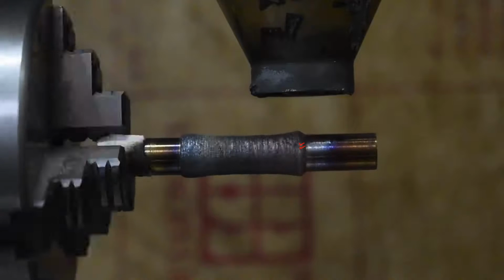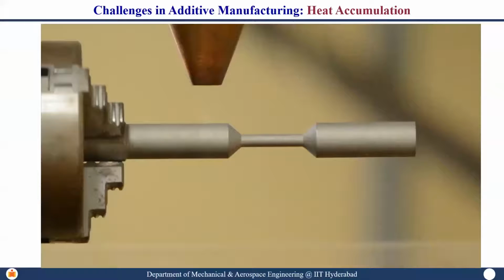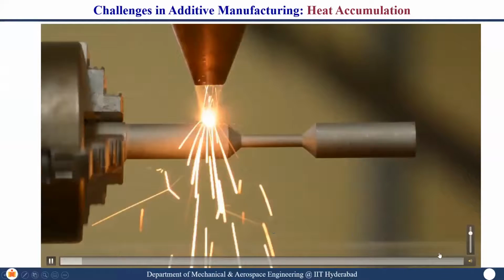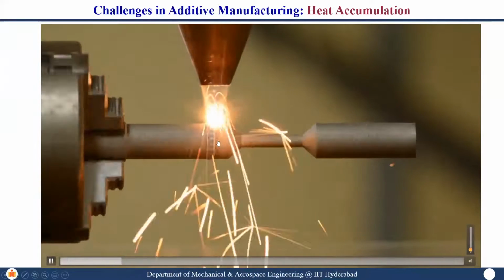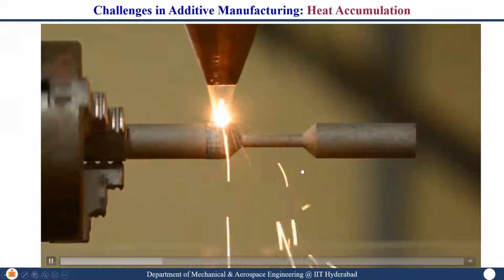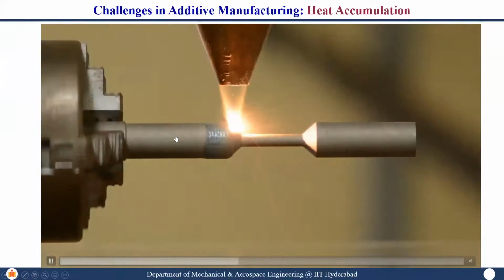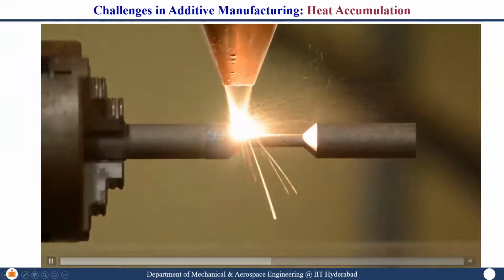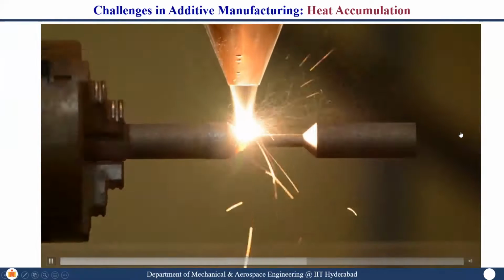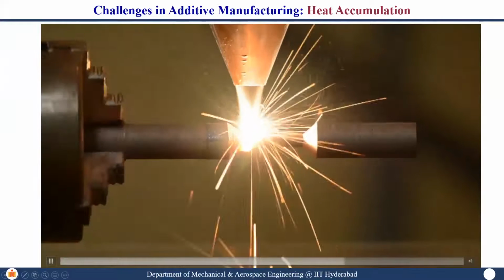Then it is about thick sections. Now let us go to thin sections and see what happens. When it comes to depositions on thin sections, you are depositing very well. When you are depositing on a thick section, it is depositing very well. Now just see what happens when it came to the thin section because of heat accumulation.